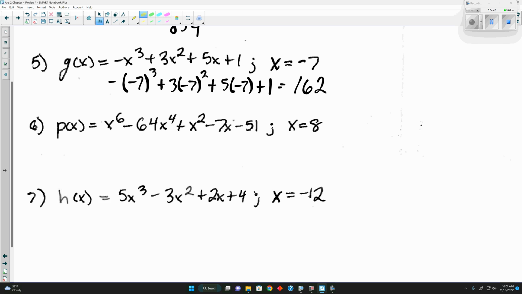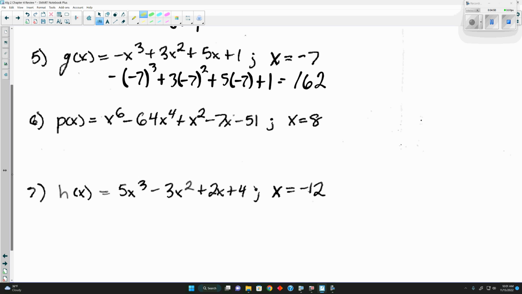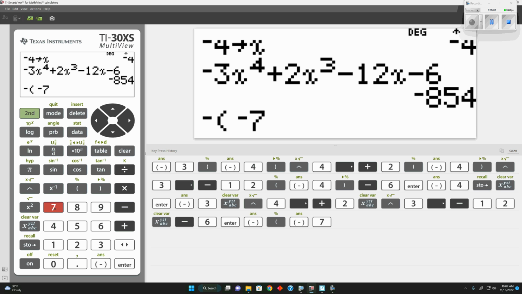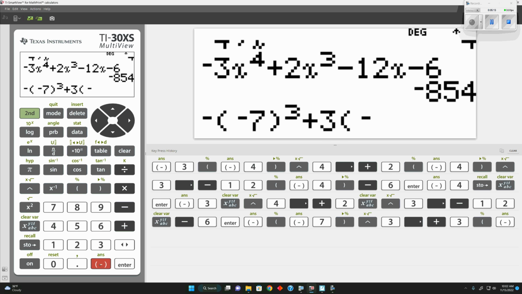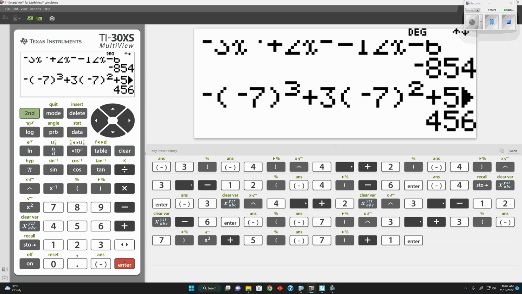Okay. So do we need to see another example of 6 or 7 or how these work? 5, I thought it was 456. Let's see here. So 5, let's go on and double check it just to make sure I'm on the right page, because I probably typed something in different this morning. Negative 7 to the third plus 3 times negative 7 squared plus 5 times negative 7 plus 1. 456, yes, that's right.